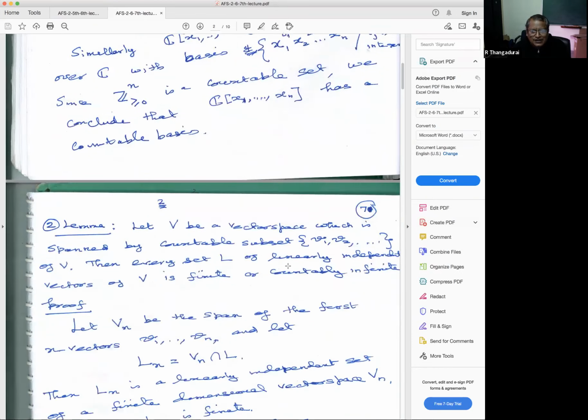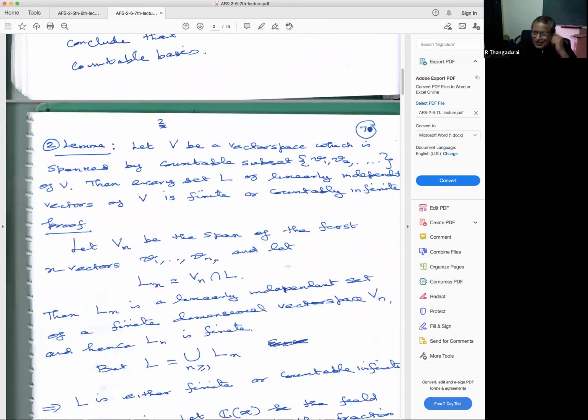Second one, just a lemma. Suppose V is a vector space which is spanned by a countable subset. Countable means I can enumerate it, so I have enumerated it: v1, v2, v3, ..., vn, etc. This vector space is spanned by this countable subset.